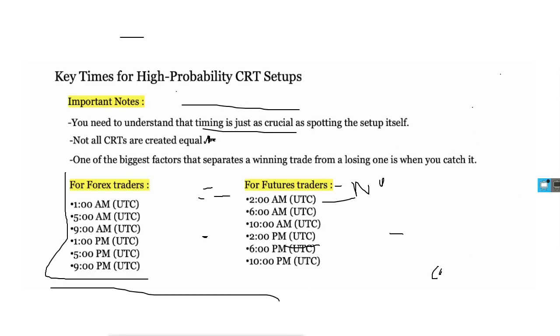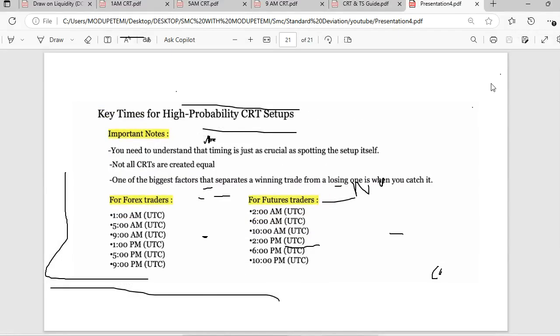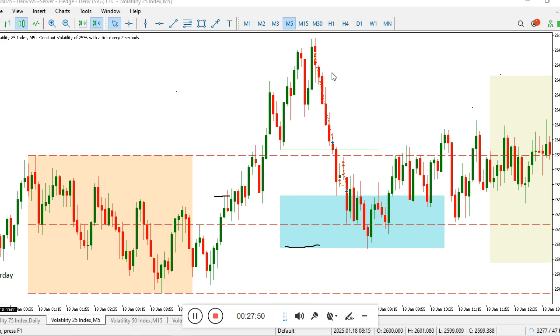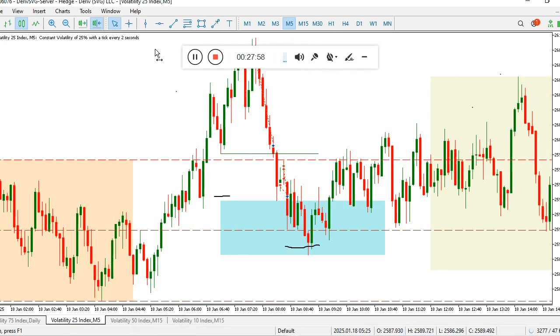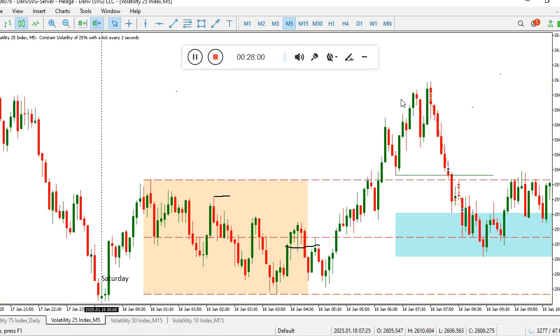Let me show you one practical example of it. Like I was saying, this is a practical example of the CRT pattern. This is my 1 a.m. CRT pattern, right? You can see this is my trade history here.